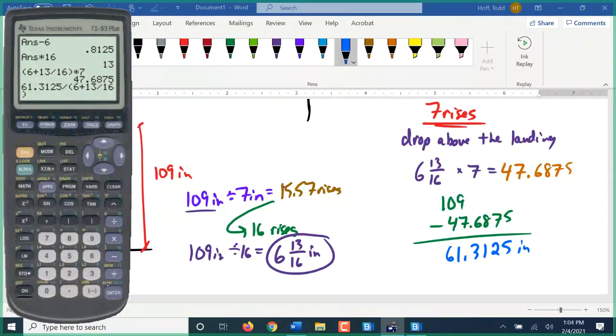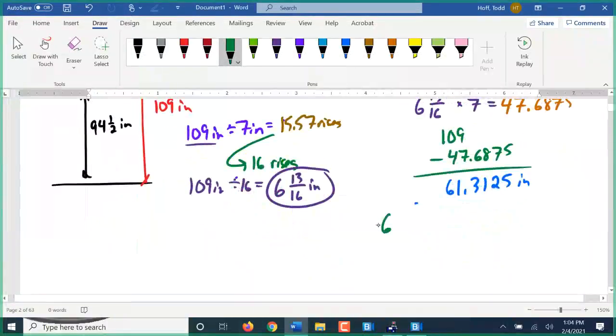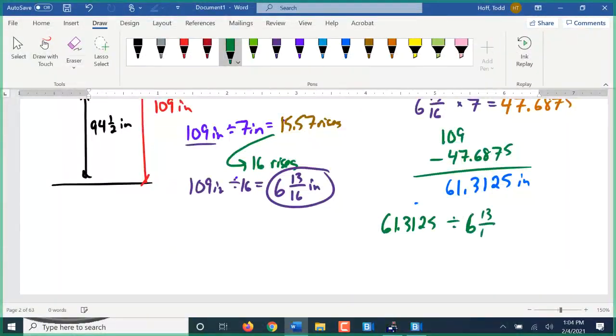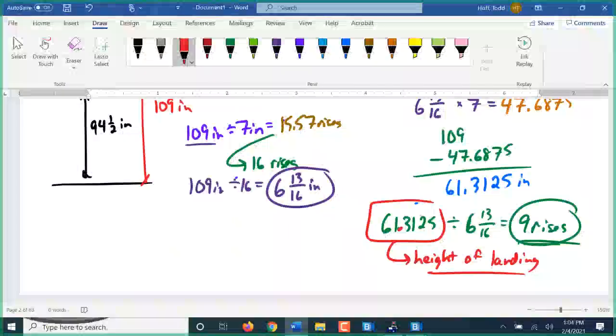We're going to divide that by our 6 and 13/16 to find that we still need 9 rises. So we need 9 rises below the landing to get down to the floor. This tells us the riser, the height of the landing, is at 61.3125 inches off the lower level floor.